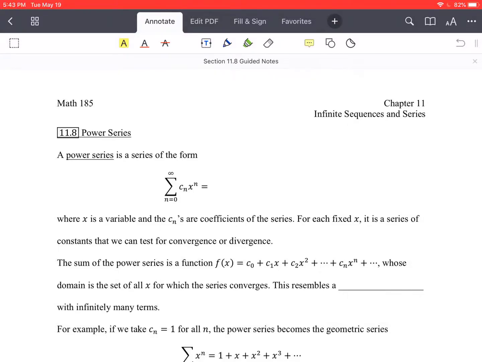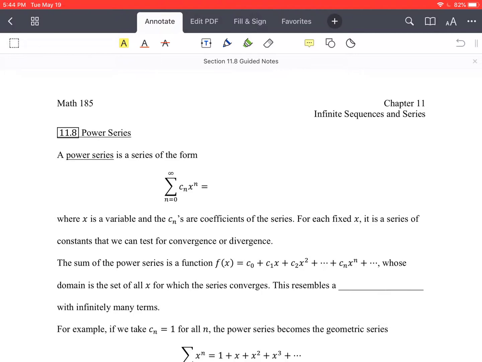All right, we're in section 11.8. We're going to start talking about power series. Power series are very useful for us in mathematics and in calculus in particular, because what we typically use power series for is representing more complicated expressions and functions in simpler ways.